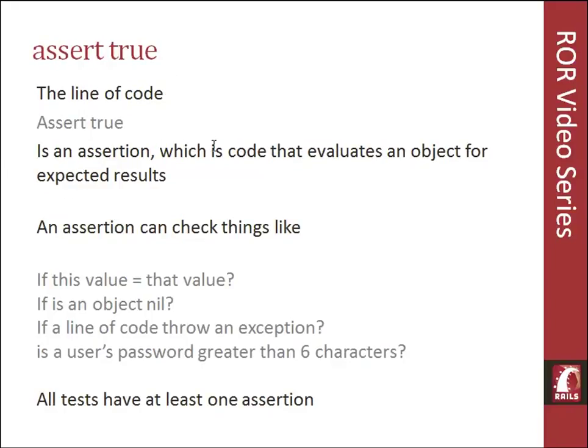And assert true is an assertion, which is code that evaluates an object for expected results. Assertions can check if one value is equal to another value, or if something's nil, or if a line of code throws an exception or not, or if a user's password is greater than 6 characters, any kind of evaluation. And all tests have to have at least one assertion, even if it's just assert true, like the sample test above.